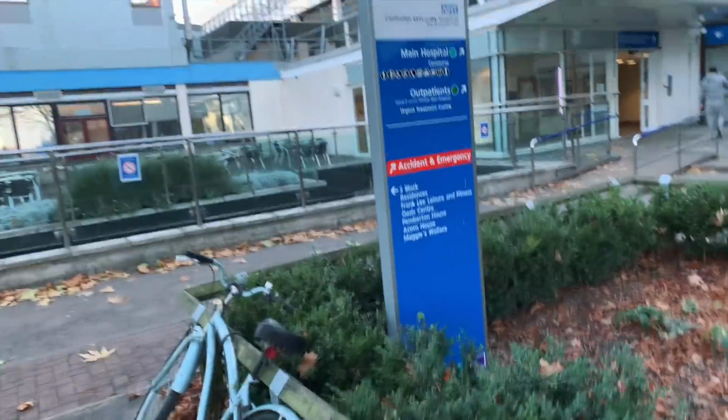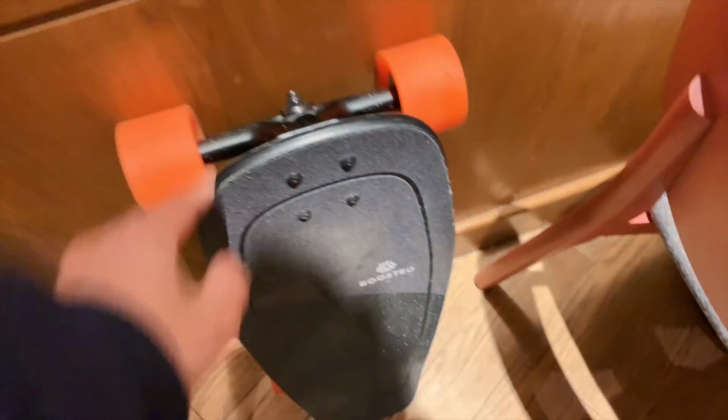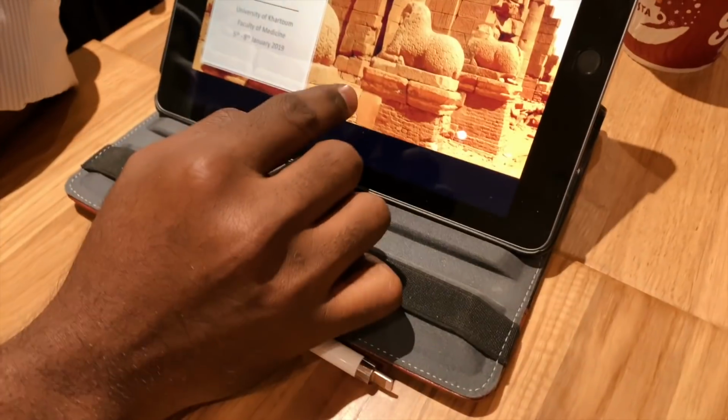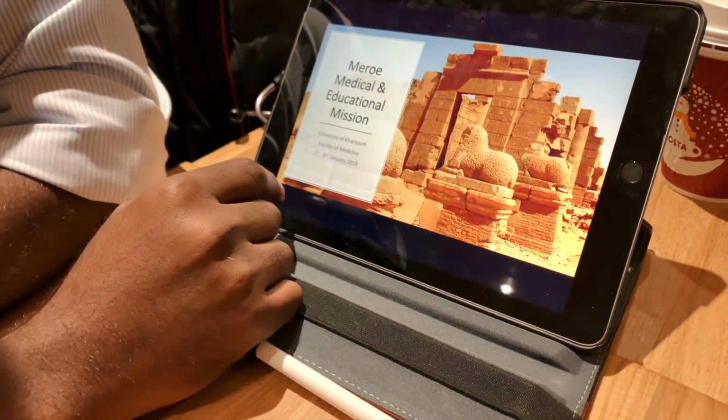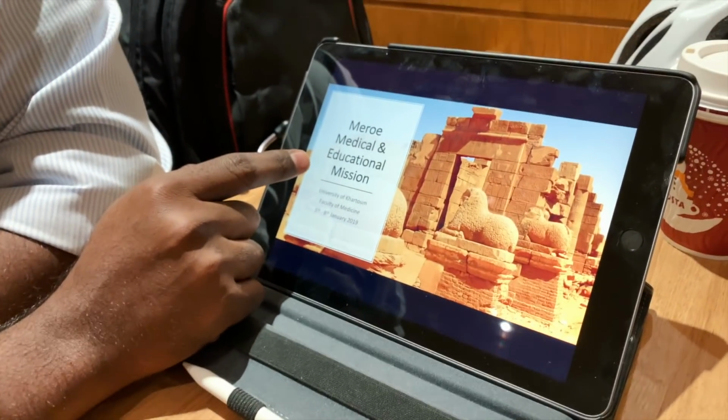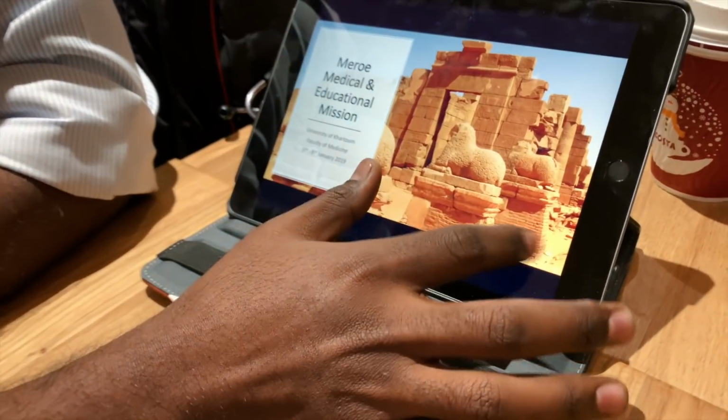At 8:30, I grab my boosted board and head over to the hospital for a meeting with one of the senior medicine doctors. Very excitingly, he invites me along on a medical mission trip to Sudan. So if it all works out, then me and 9 other doctors will be going to Sudan in January to run some mobile medical clinics and run education workshops for medical students at Khartoum University.